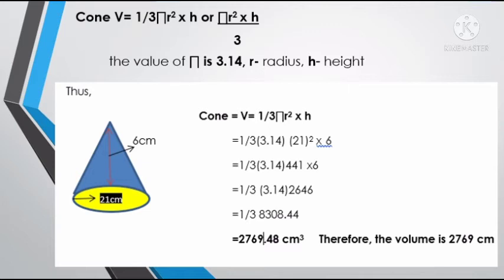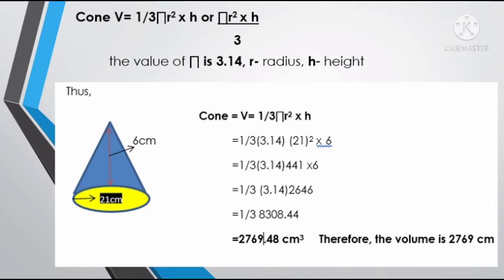Now we have a figure of a cone here, and let us identify the radius. The radius here is 21 and the height is 6. So you just have to substitute. Cone equals 1/3 times pi, 3.14, times radius squared. The radius here is 21, so you have to square it, 21 times 21, times the height, 6. You multiply right away the radius squared times height. So 21 times 21 is 441, times 6.